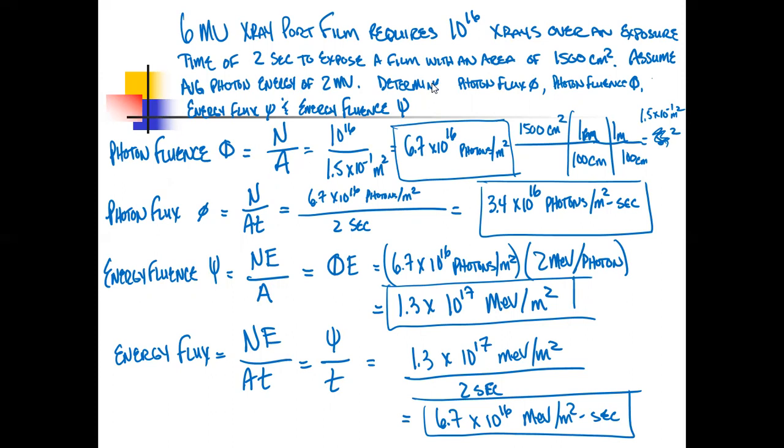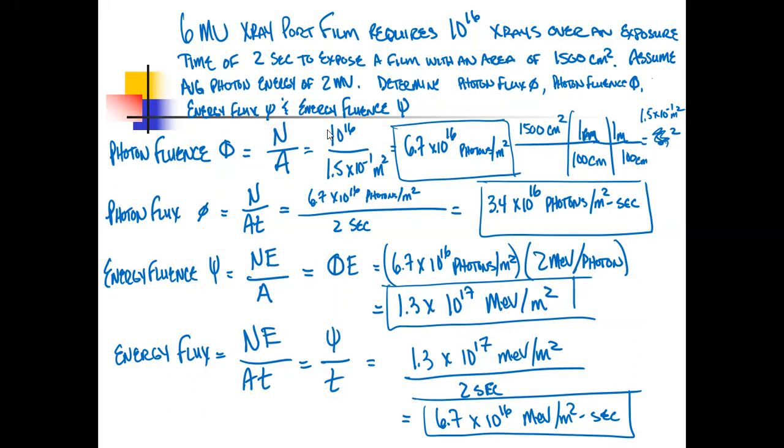So menu out of the way here if I can get it to go. All right. So we've got a 6 MV X-ray port film, and it requires 10 to the 16th X-rays over an exposure time of 2 seconds to expose a film with an area of 1500 centimeters squared. So let's assume that the average photon energy here is 2 MV, and that's not an unreasonable assumption, that the average energy is about 1/3. We're going to determine the photon flux, the photon fluence, energy flux, and the energy fluence.